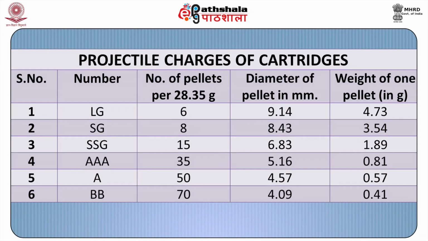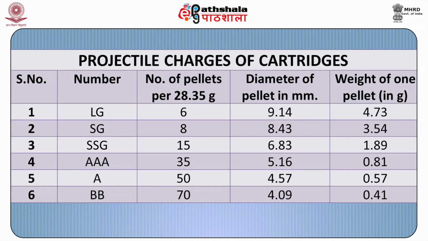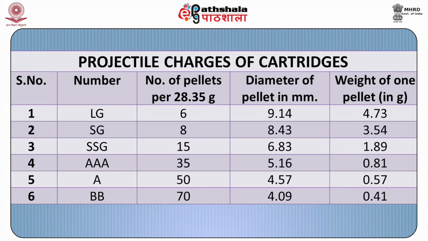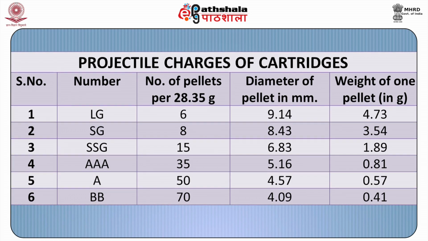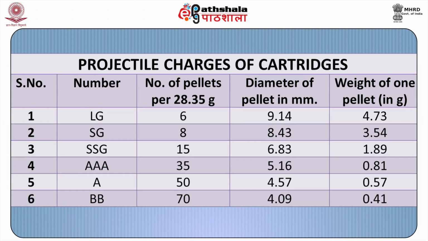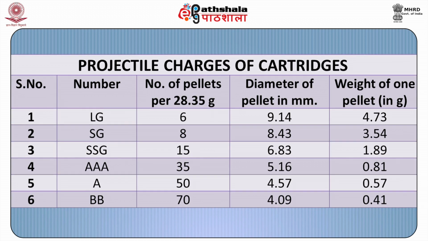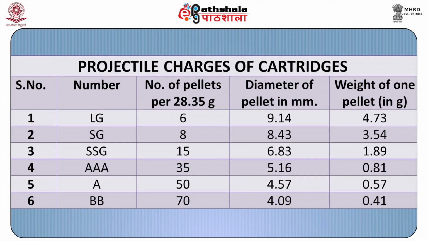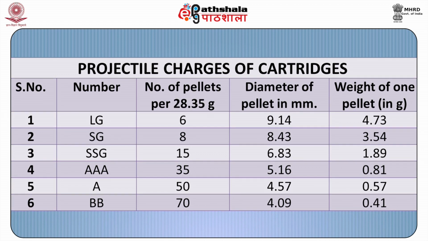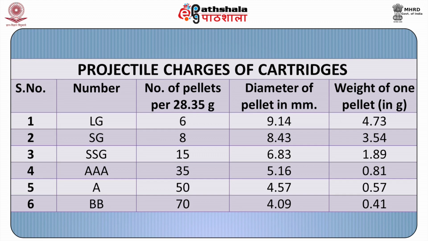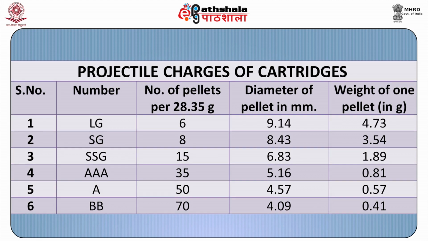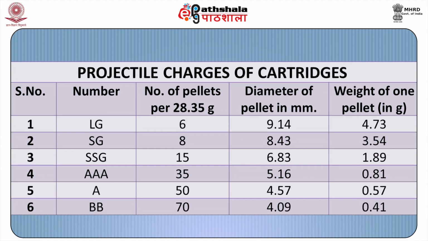The projectile charges of cartridges are further classified, which is given in the following table. LG has number of pellets 6, diameter of pellet 9.14 mm, weight of one pellet 4.73 grams. Similarly, SG has 8 pellets, diameter 8.43 mm, and weight of one pellet 3.54. SSG has 15 pellets, diameter 6.83 and weight 1.89. AAA has 35 pellets, diameter 5.16 mm and weight of one pellet 0.81.